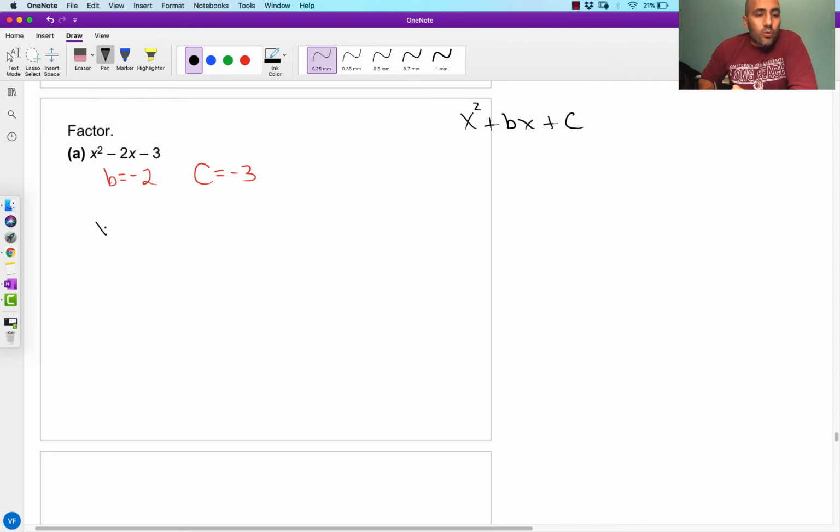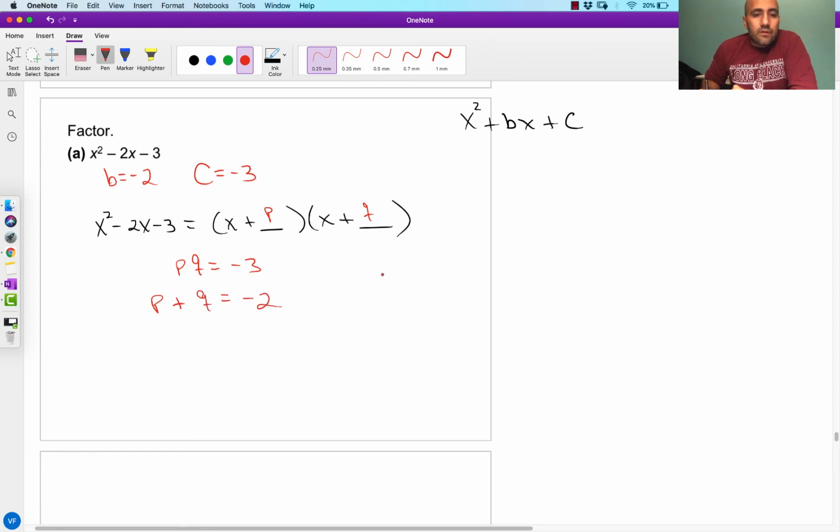So if we can find a way to get this thing to factor, it must be the case that this is going to be equal to x plus blank times x plus blank. And I know that those two blanks, whatever they may be, say p and q, it must be true that p times q is equal to -3, and that p plus q must be equal to -2. And so now comes the guessing and checking. What two numbers multiply to -3 but add to -2? So kind of think through it.